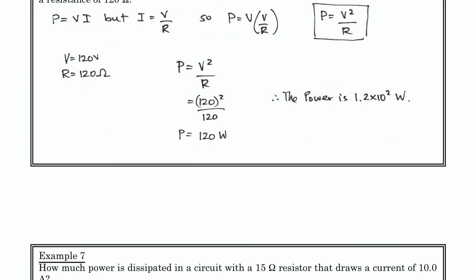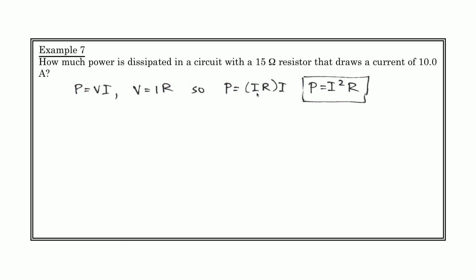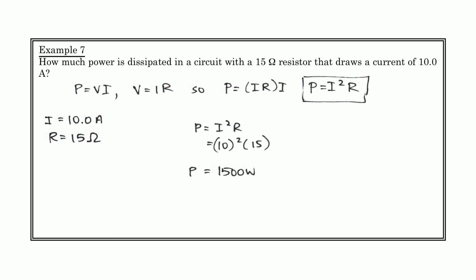In very much the same way, perhaps we're asked to calculate power, and we're given resistance, and we're given current, we're not given voltage. Well, we know that power equals voltage times current, and we know that voltage equals IR, and we can make a substitution, and we get a third form of our power formula, which is power equals I squared R, all coming from the same spot. We can say I is equal to 10 amps and R is equal to 15 ohms, and we can put this together, and we get 1,500 watts, and that is the power in this circuit.